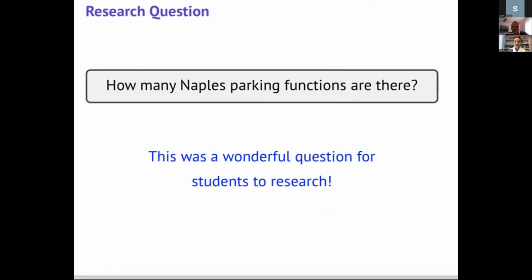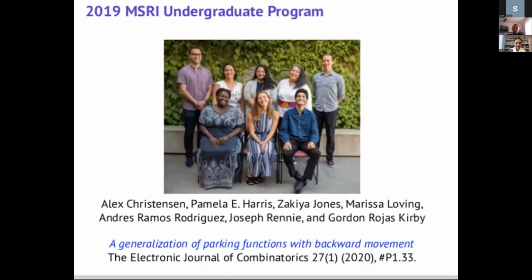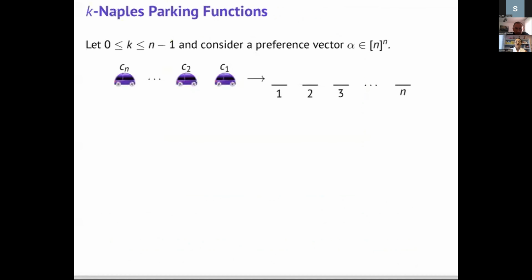Thank you for that. So the research question that Allison pondered is, now that we know this definition of Naples parking functions, how many such lists are there? And so I thought, Allison, if you're not going to work on this, can my students work on it? She worked on a different problem and my students worked on this. In 2019, our group of students at MSRI took on this challenge. And in fact, they did a little bit better. They generalized further. They said, well, why only back up a single spot? What if we back up to k? And so that's how they defined this.